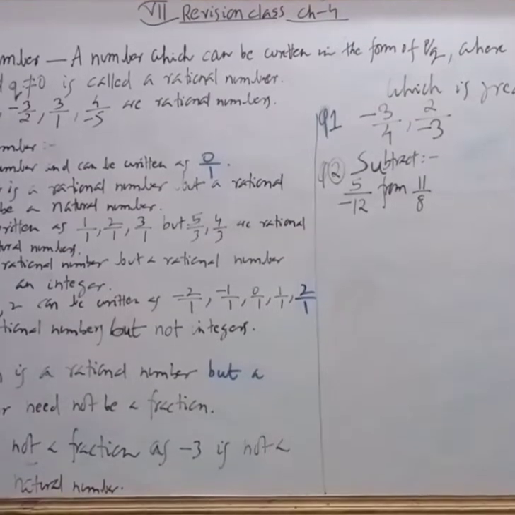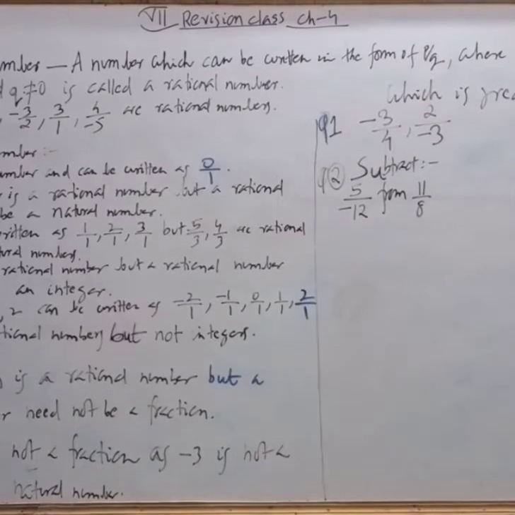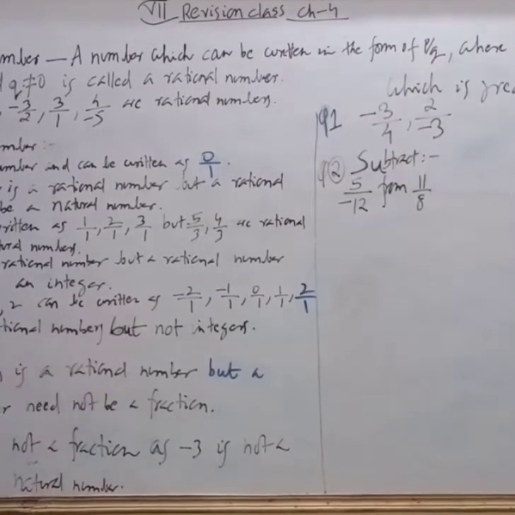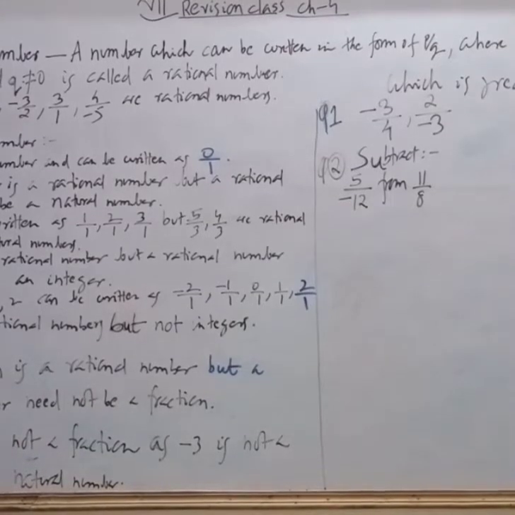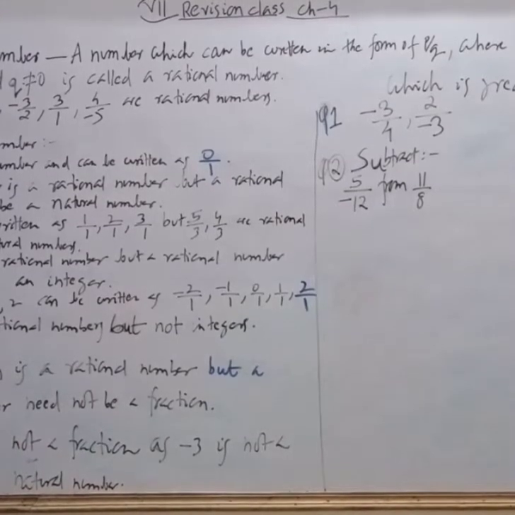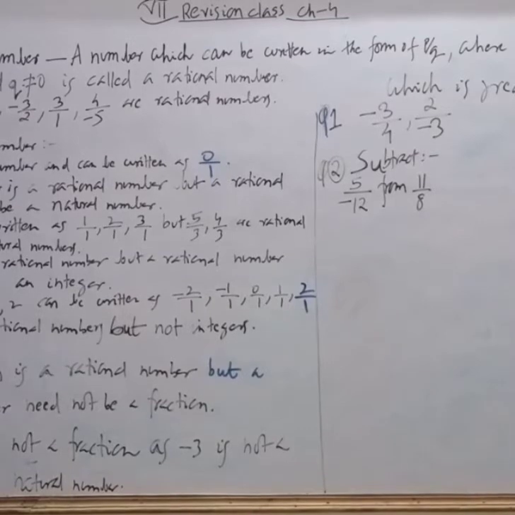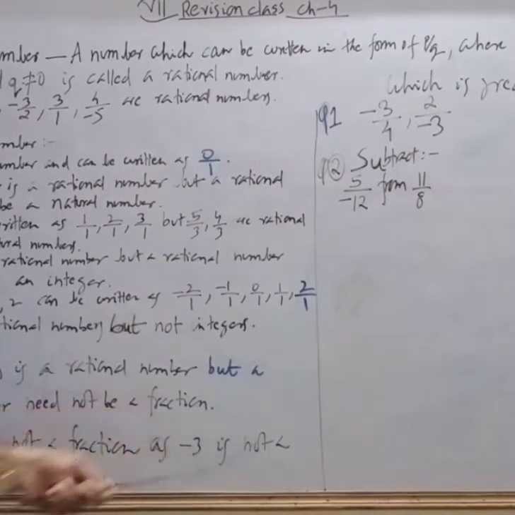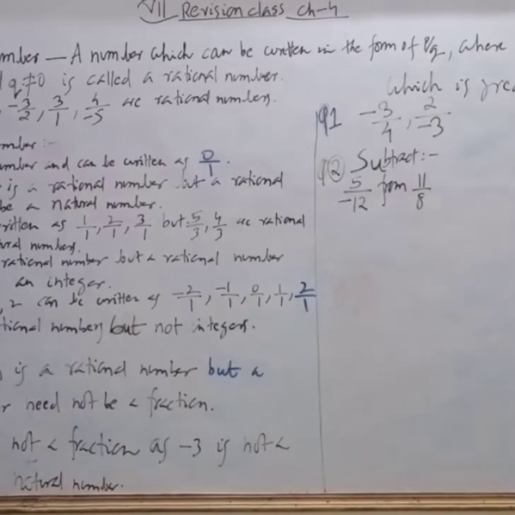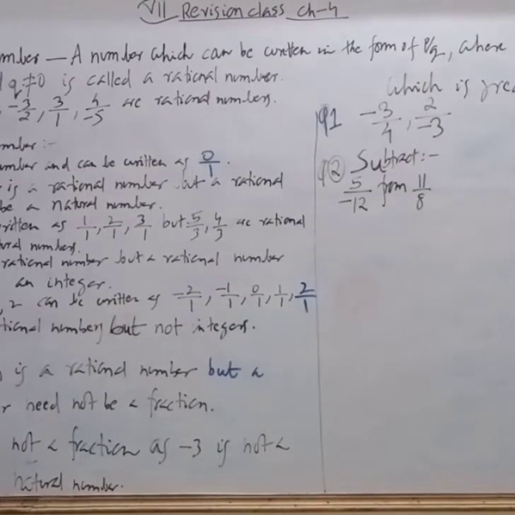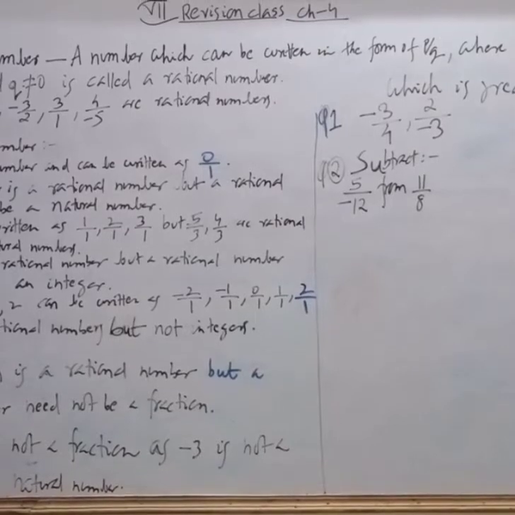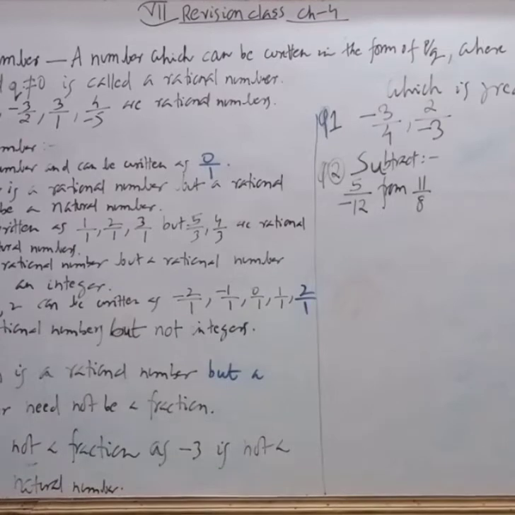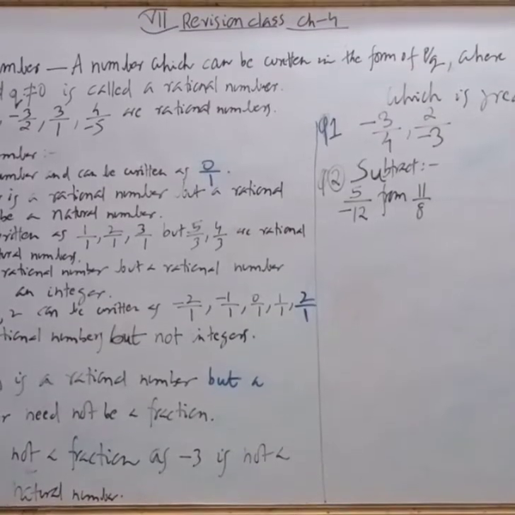Now the fourth point, every fraction is a rational number, but a rational number need not be a fraction. For example, it is given 2 by minus 3 here. 2 by minus 3 is not a fraction. Why is it not a fraction? Because the minus is there. Minus 3 is not a natural number. That's why 2 by minus 3 is not called a fraction. However, it can be called a rational number. So these are the four major properties of the rational number we have gone through.